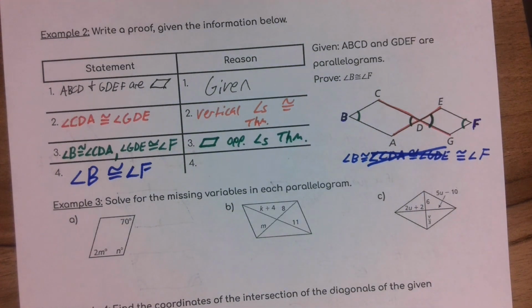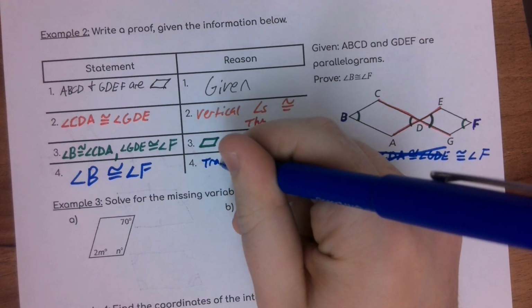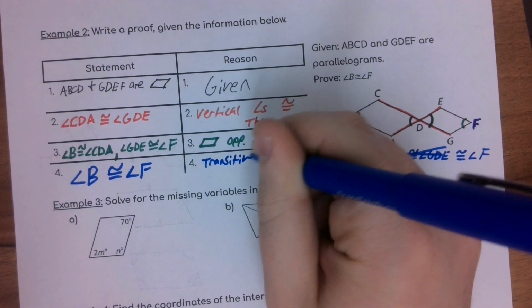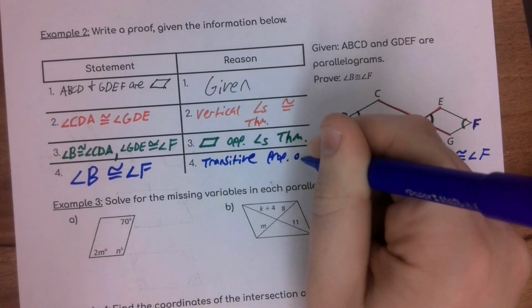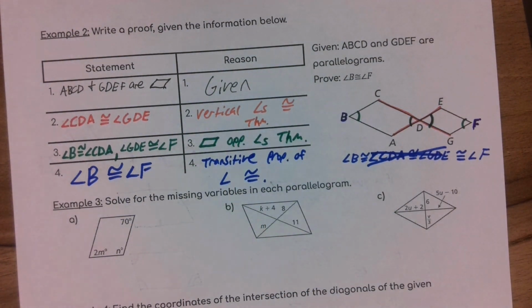What theorem is it that says we can chain different congruency statements again? It's the transitive property of angle congruence. Done. Simple as that.